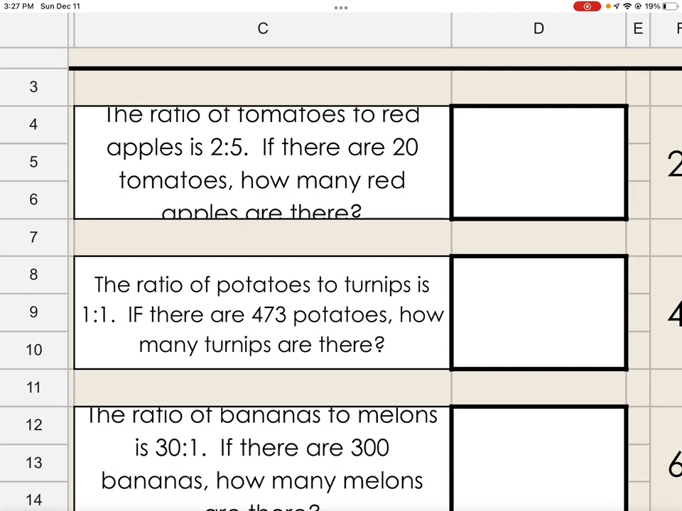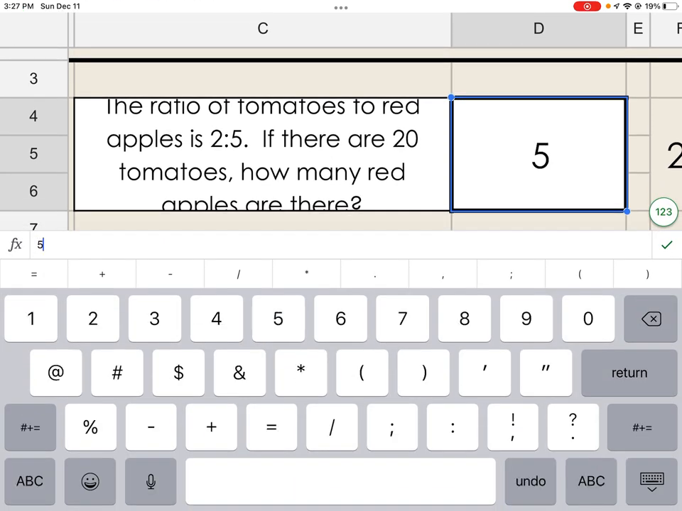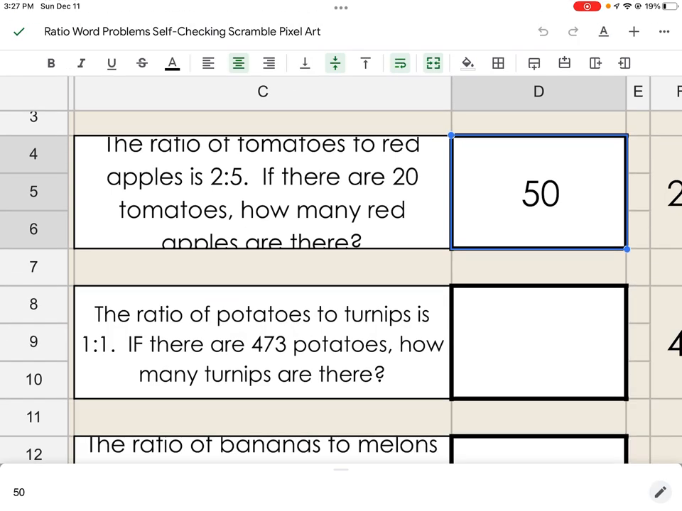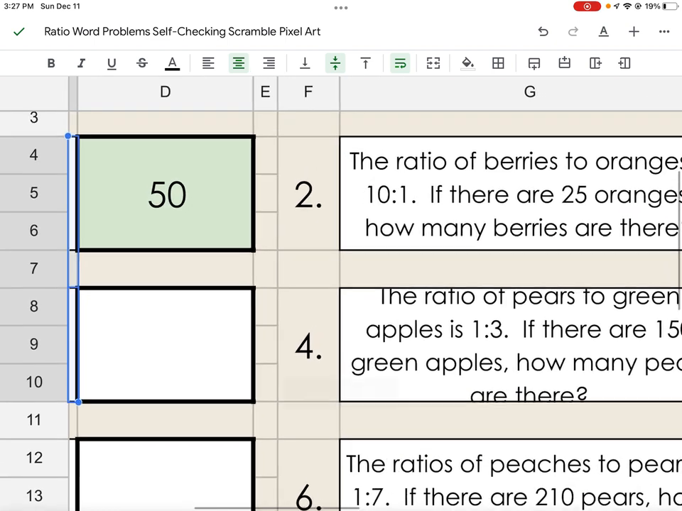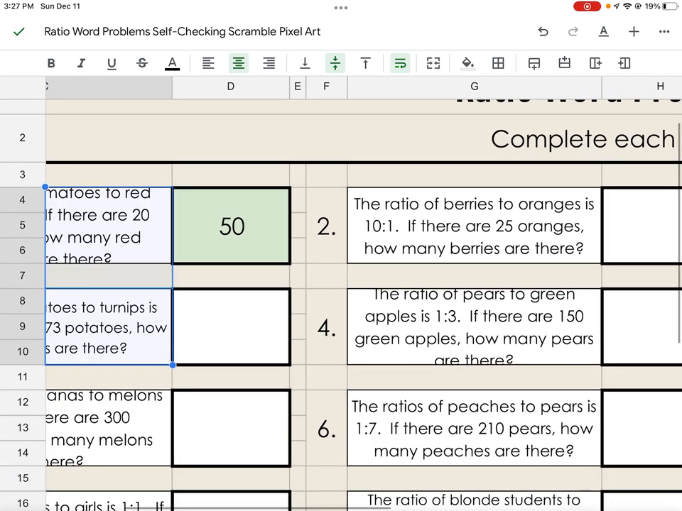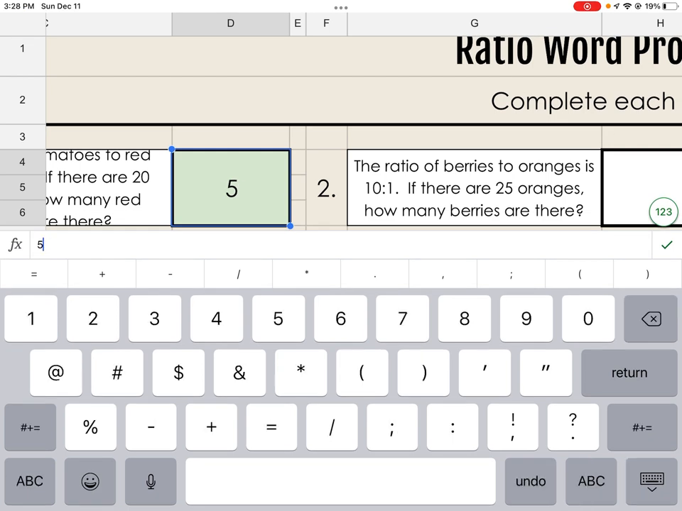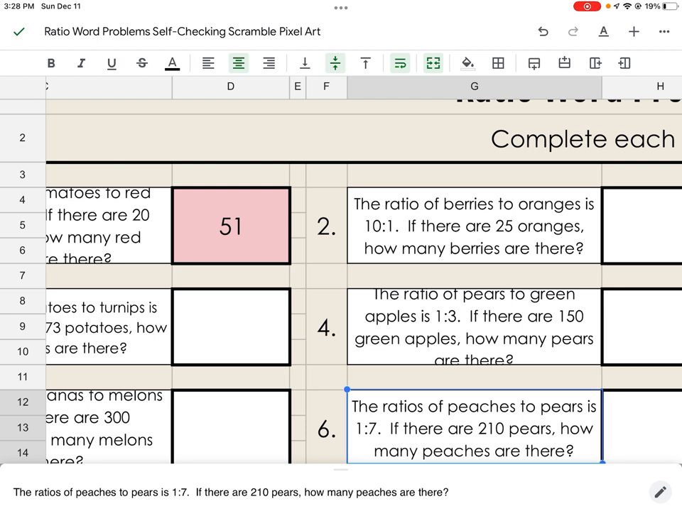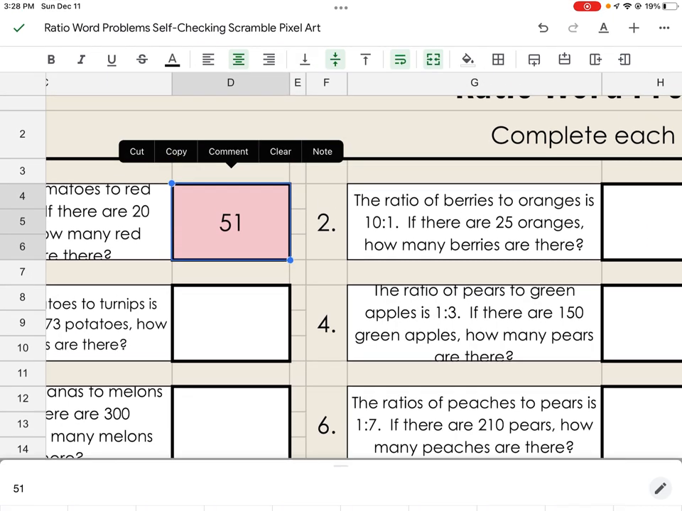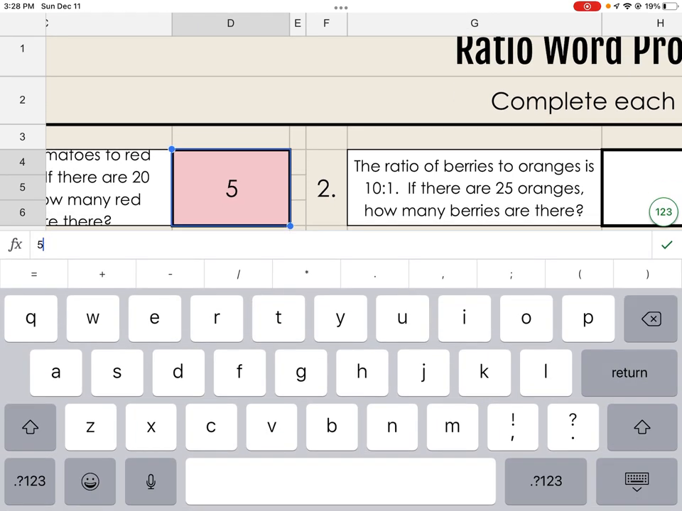Okay, so I'm going to take my answer. If there are 20 tomatoes, how many apples are there? To type, you might have to double tap the box. And I'm going to put my answer in there. And I know I got it correct when it turns green like this. If it doesn't turn green, for example, let's say I put the answer as 51, when I tap out of it, it should turn red. So make sure you put the right answer, and the way you know it's right is if it turns green. So 50.